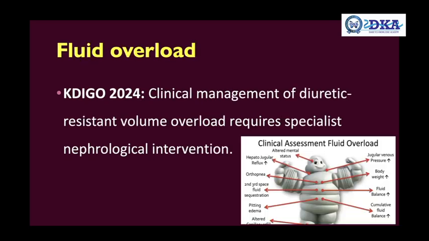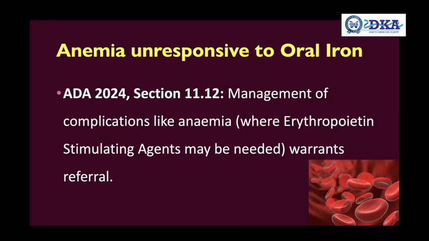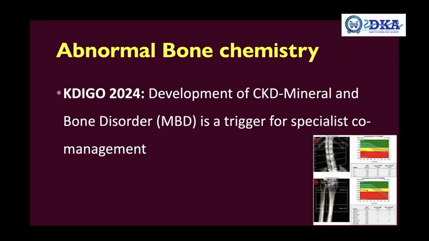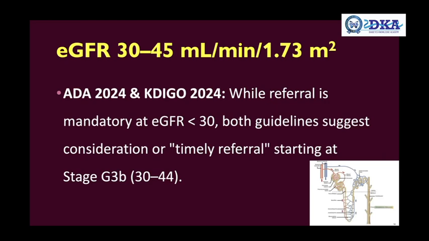And if the patient is having fluid overload, irrespective of starting diuretic, which is diuretic resistant volume overload, refer the patient to a nephrologist. And if the patient is not responsive to oral iron for anemia, which is due to chronic kidney disease, where the patient needs erythropoietin, it warrants a proper referral to a nephrologist. And if the patient is having abnormal bone chemistry, it triggers the treating physician to refer to a specialist for further management. And if the eGFR is 30 to 45 ml per minute per 1.73 meters square, it prompts that the physician should refer the patient to the nephrologist.